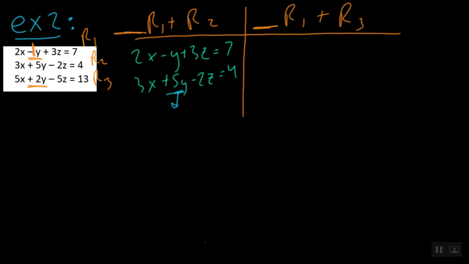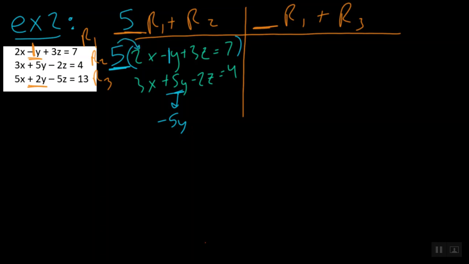So you ask yourself, what gets rid of a positive 5y? The opposite of a positive 5y is, of course, negative 5y. And so we're going to go up here and say, we have a negative 1. So negative 1 times what number gets me a negative 5? And obviously negative 1 times positive 5, because we want to keep the sign the same. So we're going to multiply our row 1 by 5.